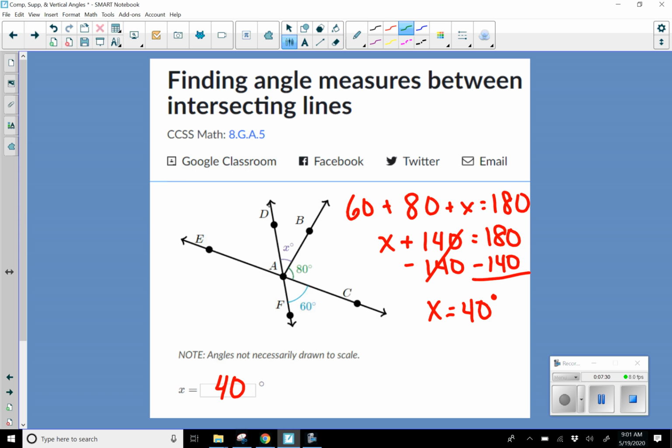Okay, here I'm going to just highlight this line. I can see that I've got a straight line right here, which makes these three angles supplementary to each other. So that means all three angles should add up to equal 180 degrees.